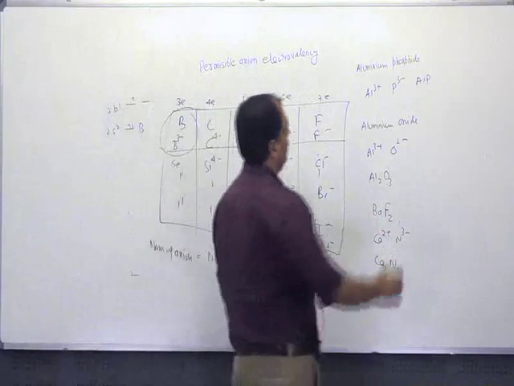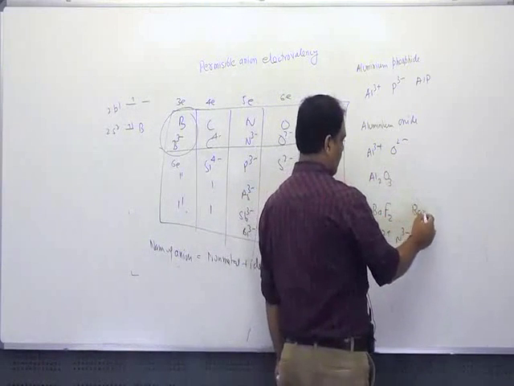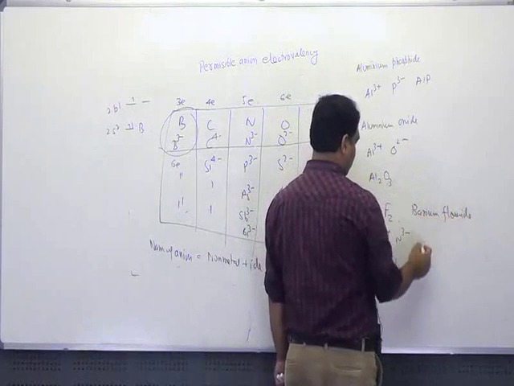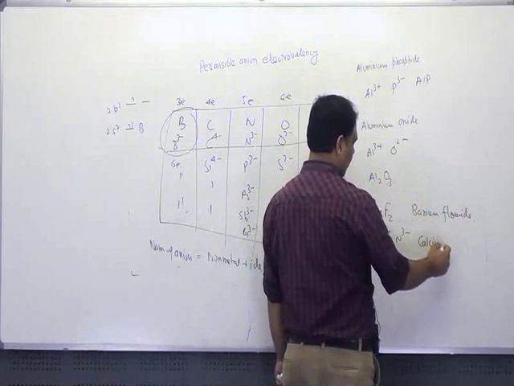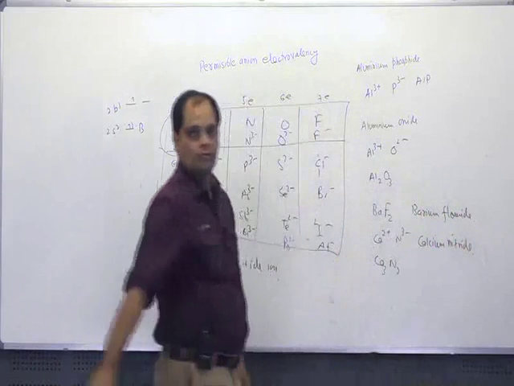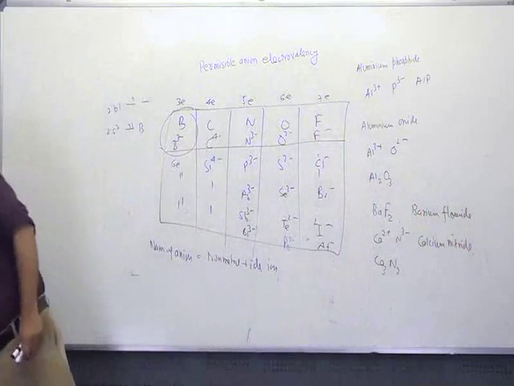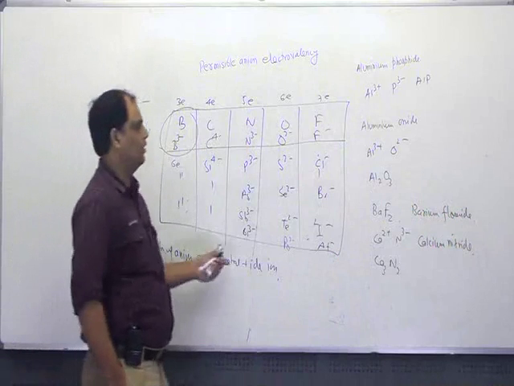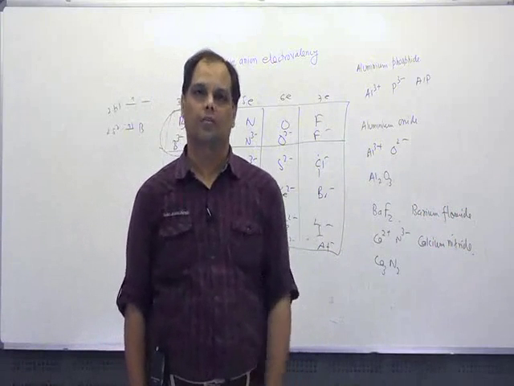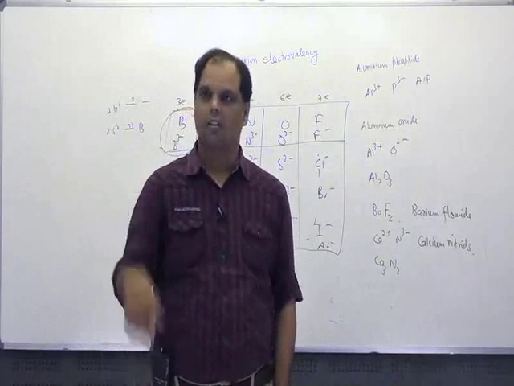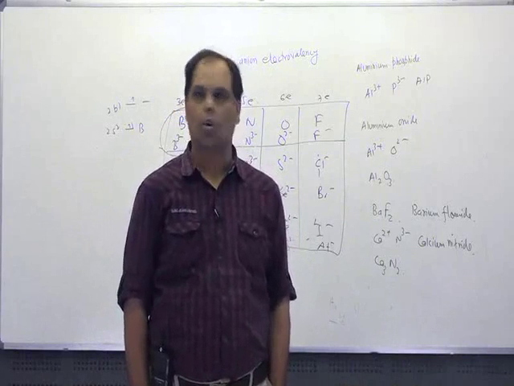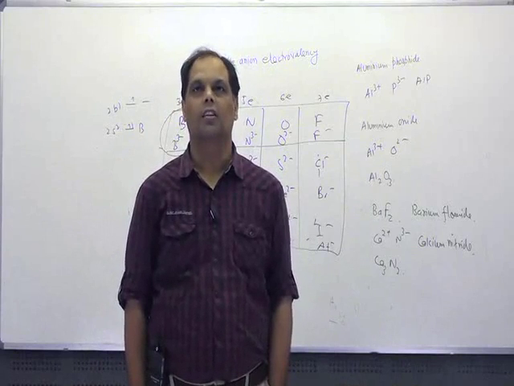So this is your calcium nitride, this is your aluminium oxide, this is your barium fluoride. So we have this. Now this finishes your ionic bond or electrovalent bond. We have seen various characteristics. Next chapter onwards we will discuss the covalent compounds. Till then, goodbye.